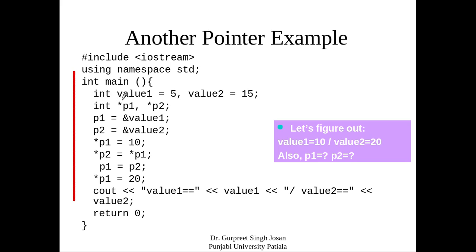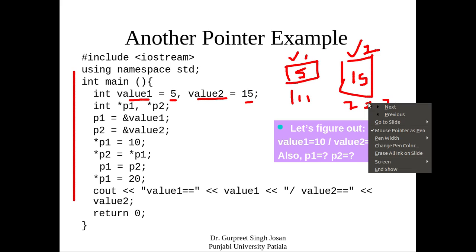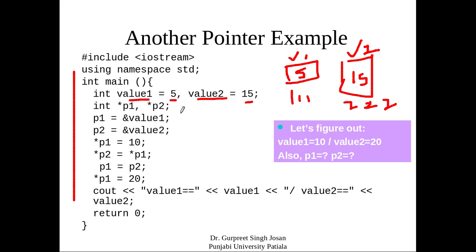So I am declaring variables value1 and value2, whose values are 5 and 15. So I have two locations, value1 and value2, and the values are 5 and 15. So this is my value1 and this is value2. Value1 has its own address. Suppose it is 111, and the address of value2 is 222.